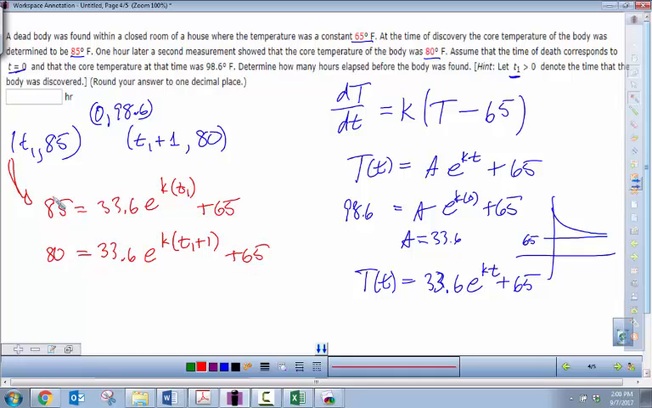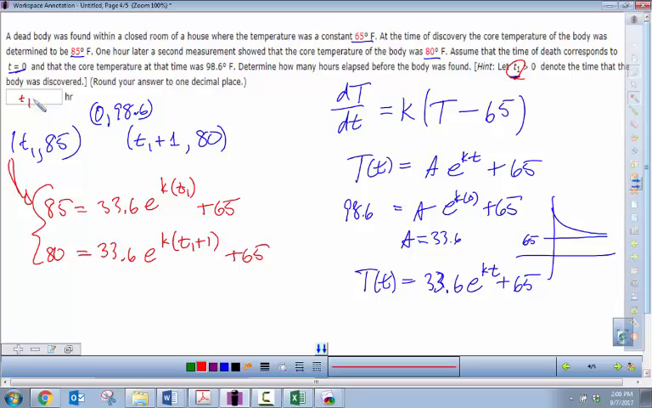So here we have a system. They're not linear, but we have a system of equations: two equations and two unknowns. So we can solve them and get our k value, which we don't really need in this problem because we really want to find that t1 value, which is the amount of time from death to the time it was discovered.